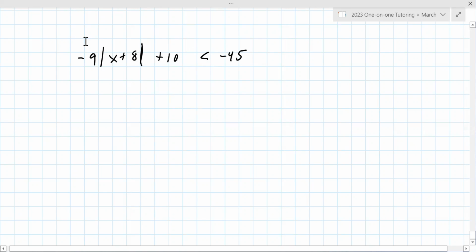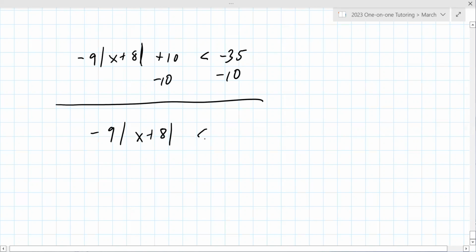So what do you undo first on the left side? You gotta subtract 9, or you have to subtract 10? Yes, subtract 10 from both sides. And I put a bad number here. Let's make this 35. -9 absolute value x plus 8 less than -45. Now you divide by -9. So you get absolute value x plus 8 greater than 5.